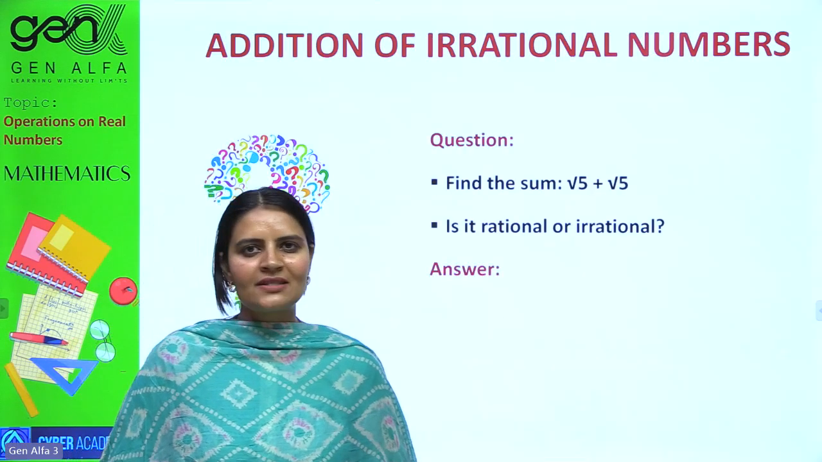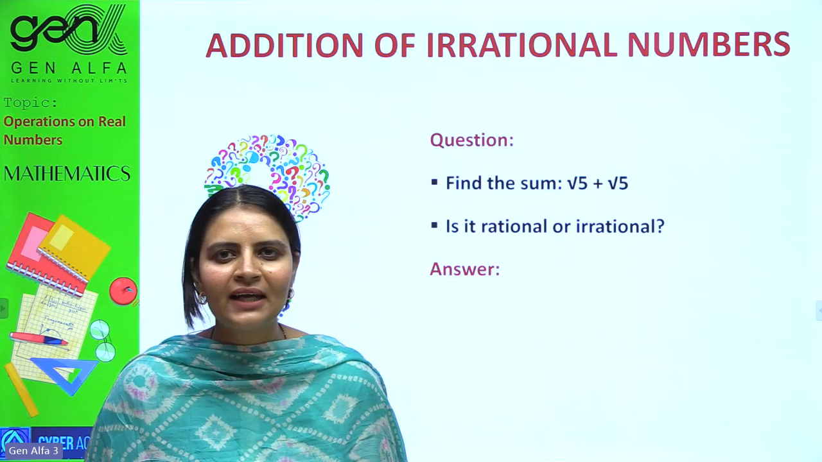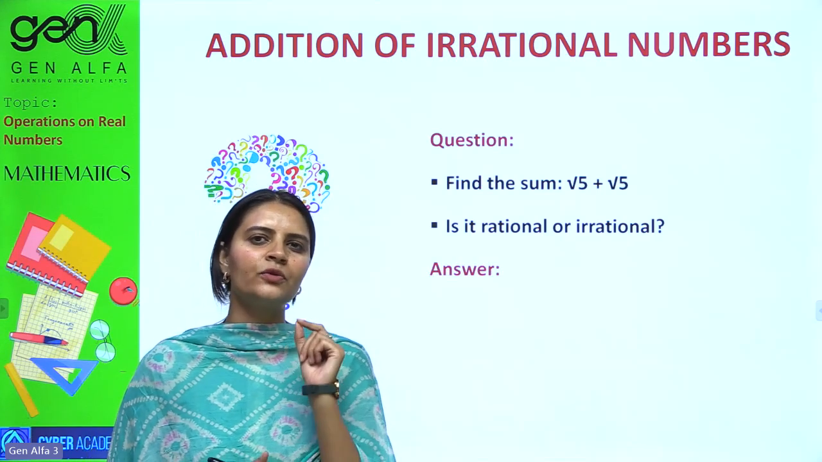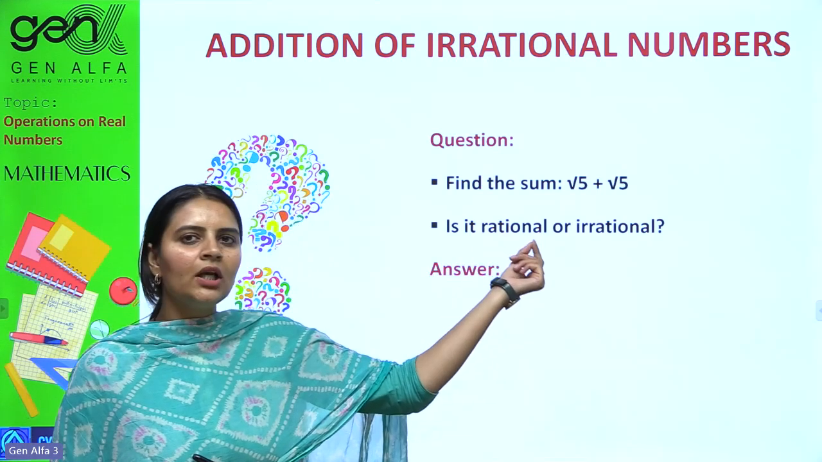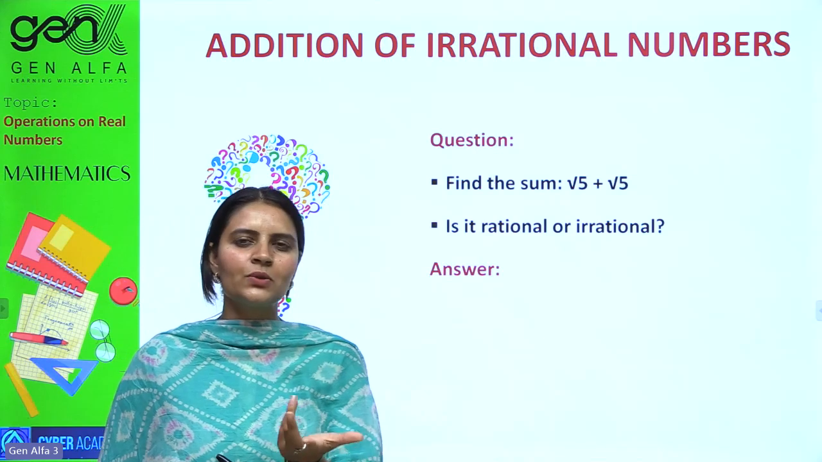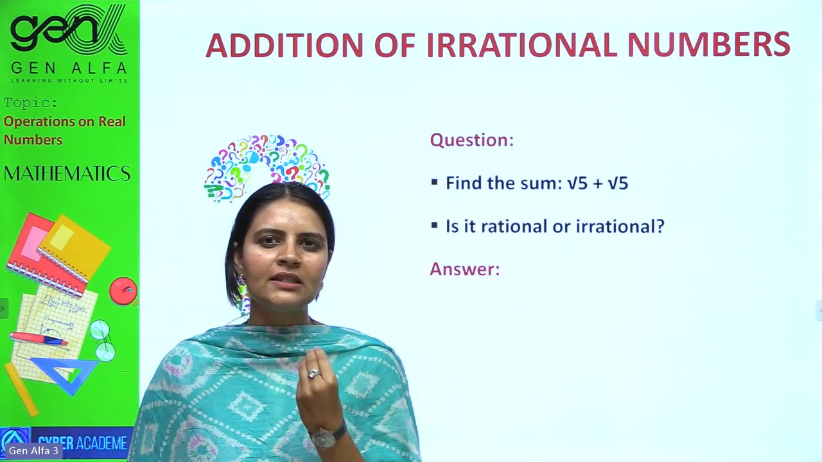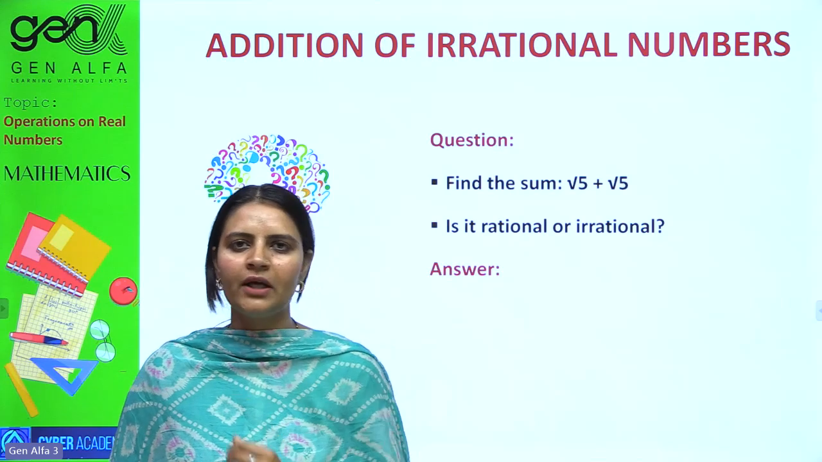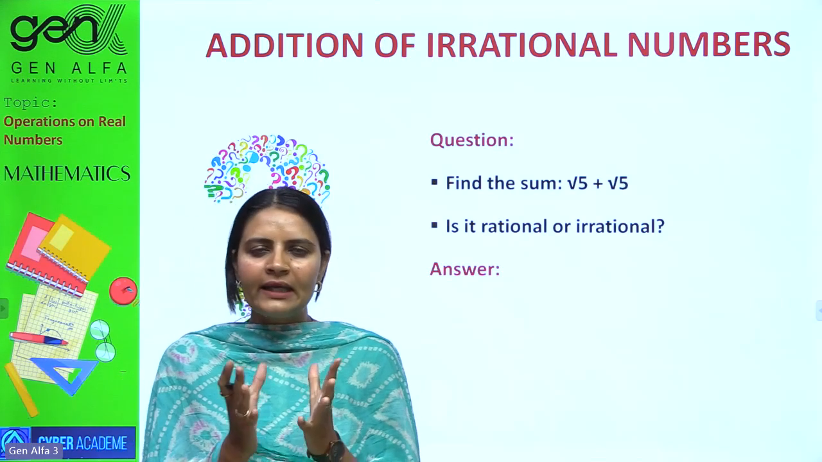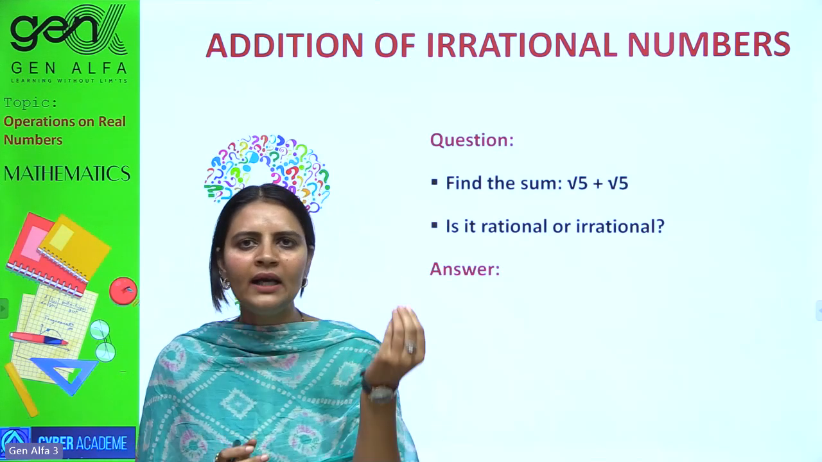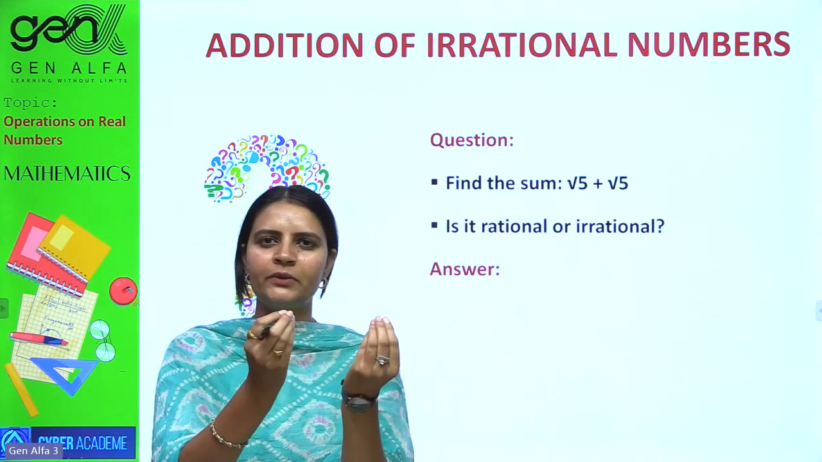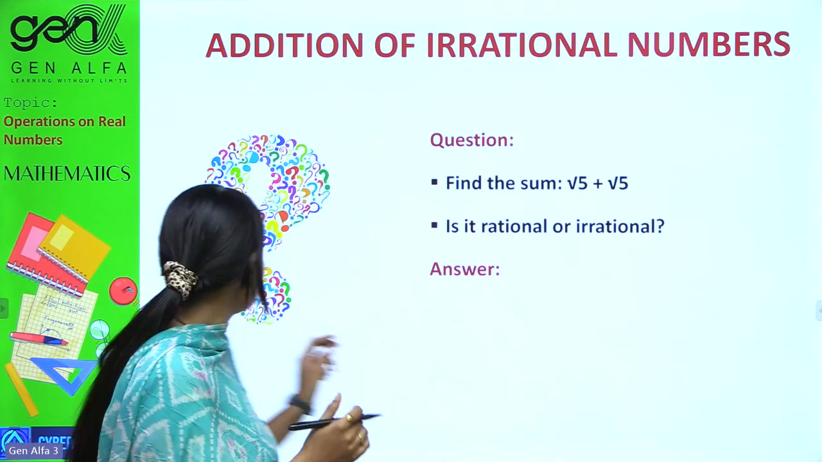So let me ask you one question again. Root 5 plus root 5. Is it rational or irrational? Even though I have just told you the answer, how are you going to apply this strategy to justify your answer? Think of it like this. Let's suppose you are adding one apple to another apple. One apple plus one apple.